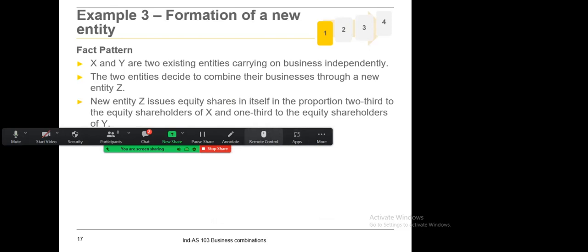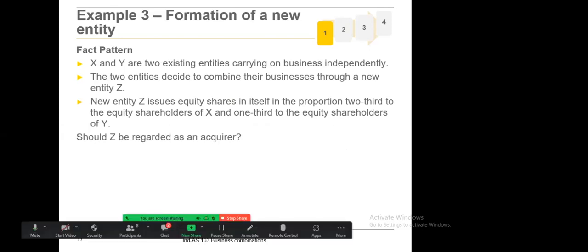Now let us understand with the help of the next example. X and Y are two existing entities carrying on business independently. The two entities decide to combine their businesses through a new entity Z. New entity Z issues equity shares in itself in the proportion of 2/3 to the equity shareholders of X and 1/3 to the equity shareholders of Y. So in this case, who is the acquirer of Z? Can anyone tell me who is the acquirer? Any idea? Who is the acquirer of Z?